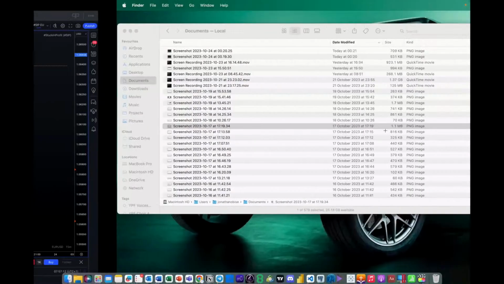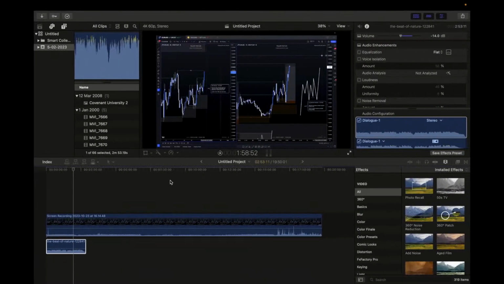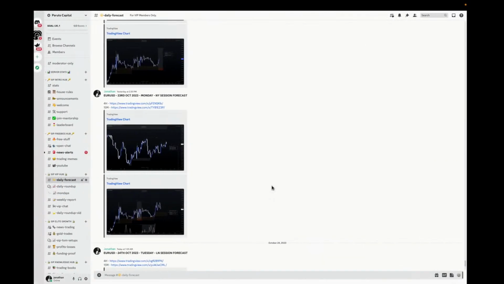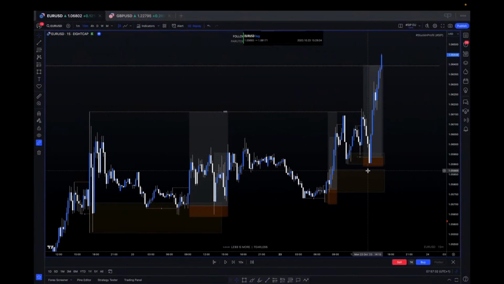So this was it. I'm going to play this out for you. You can see this was a trade. I actually did record it live while it was playing out. I'm going to put that also on the video for you to enjoy. So this is essentially the trade recap.